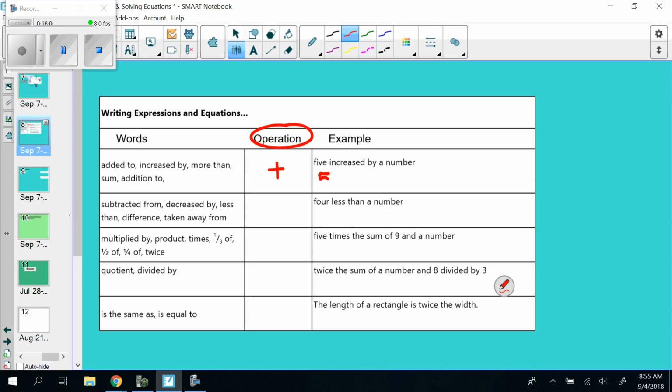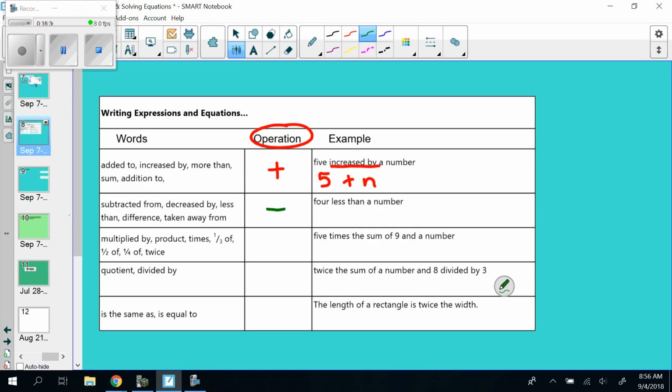So then as a mathematical sentence, 5 increased by, that's our key here for adding, a number. If we don't know what that number is, then you can put a variable like n or x in for that. And the next one, subtracted, decreased by, less than, difference, taken away from, are all keys to indicate subtraction. So if you had something like 4 less than a number and you want to write that in a mathematical sentence, you would use subtraction to do it.